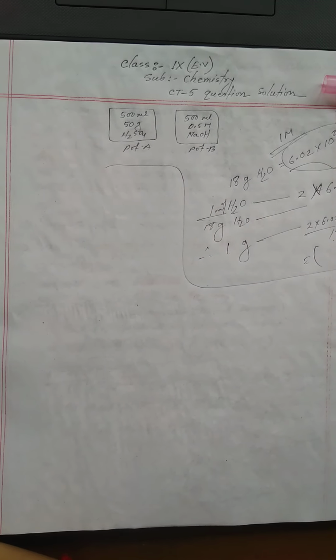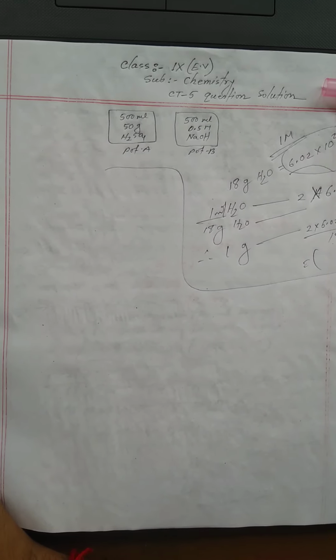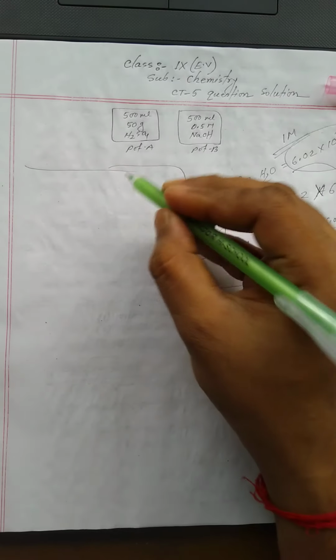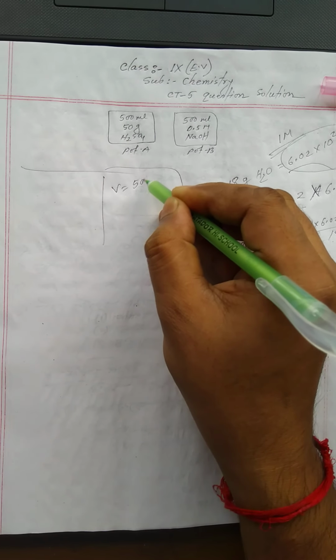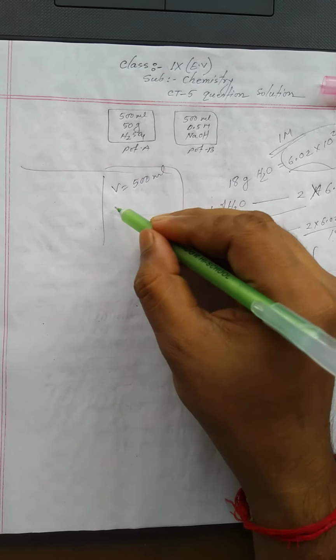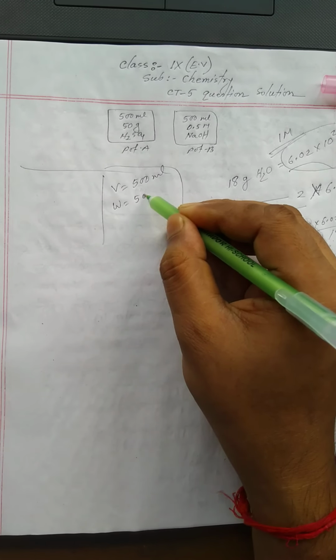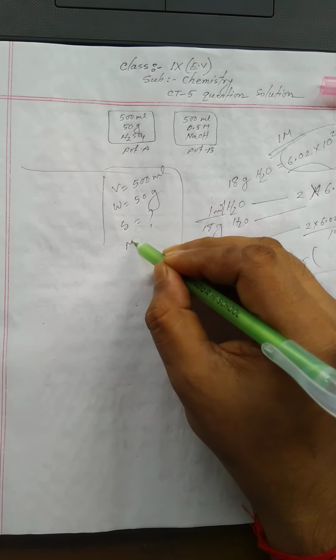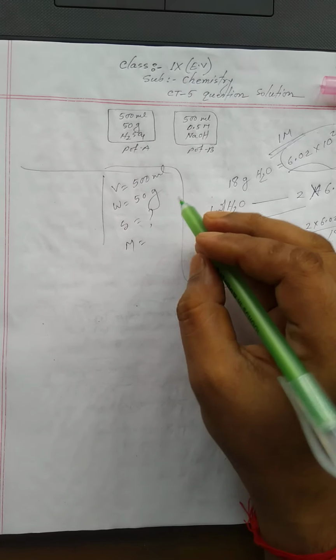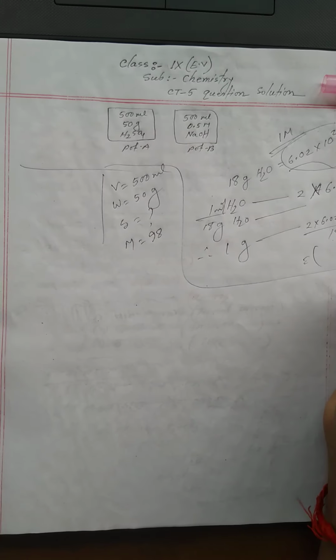Next, question number 3. Calculate the molarity of the solution in pot A. So, in pot A, total volume is 500 ml, solute 50 gram, S will be calculated, molecular mass is 98 for H2SO4.